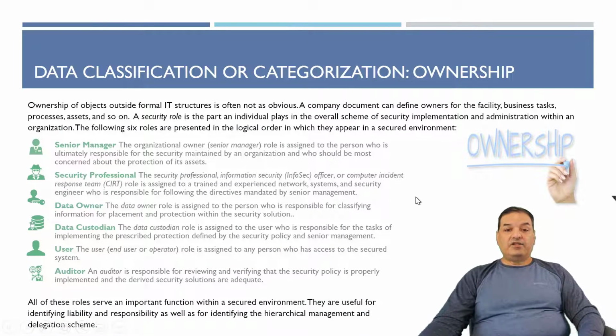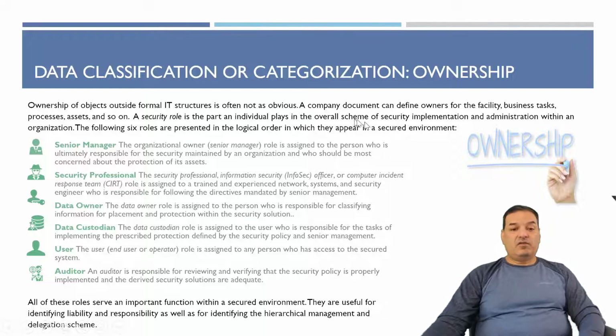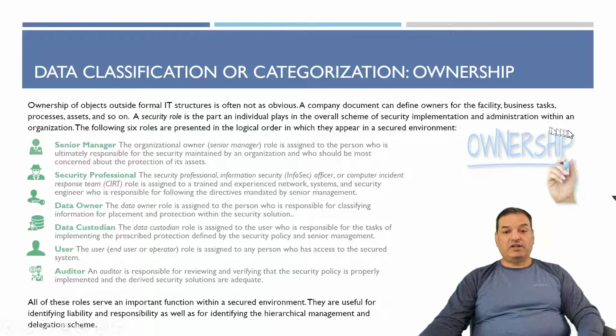Data classification or categorization, the element of ownership. Ownership of objects outside formal IT structures is often not as obvious. A company document can define owners of the facility, business tasks, processes, and so on. And a security role is the part an individual plays in the overall scheme of security implementation and administration within an organization. So let's look at the 6 roles that will appear when you are trying to implement the ownership.